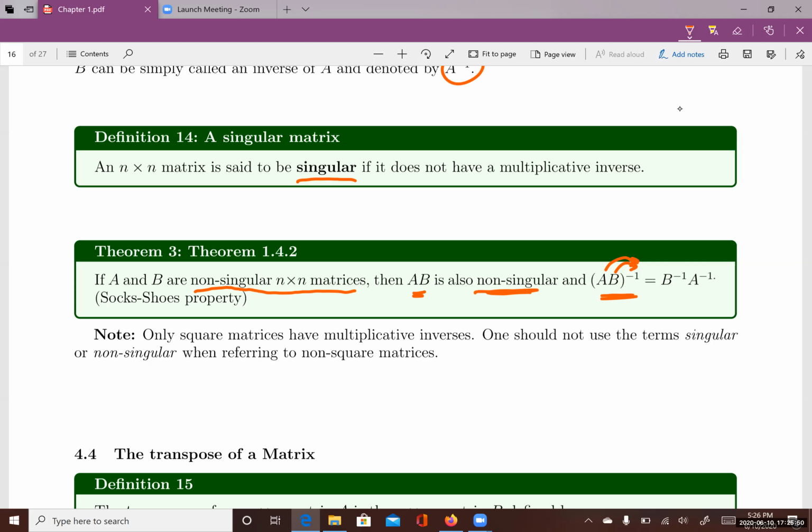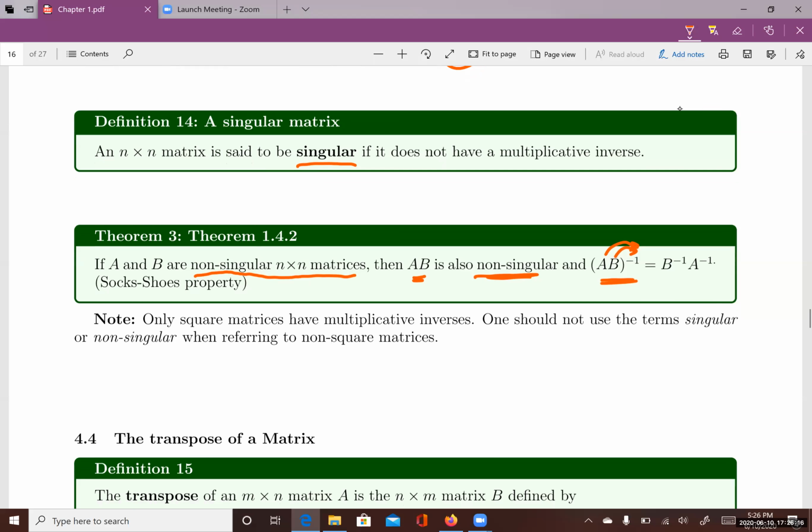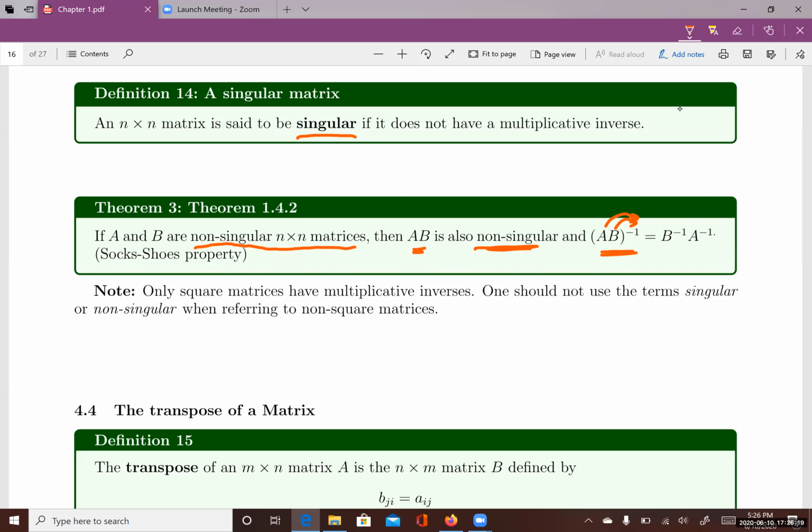Why is it called the socks-shoes property? Because if you want to wear your shoe, you have to put on a sock first and then put on your shoe. But when you want to take them off, you have to take the shoes off first and the socks later. Again, keep in mind that only square matrices have multiplicative inverses or inverse matrices. You shouldn't use the term singular or non-singular when referring to non-square matrices.